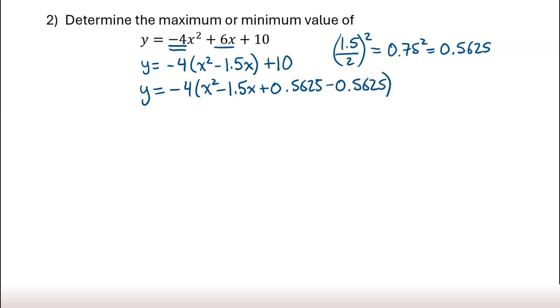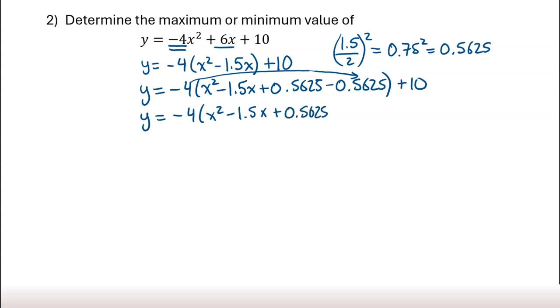And now we can bring that last term out, the negative 4 times the negative 0.5625. When I write out what I had for the first three terms, I'm left with positive, because negative times negative, 4 times 0.5625 is 2.25. Then we add that to 10, and now we have a perfect square right there.